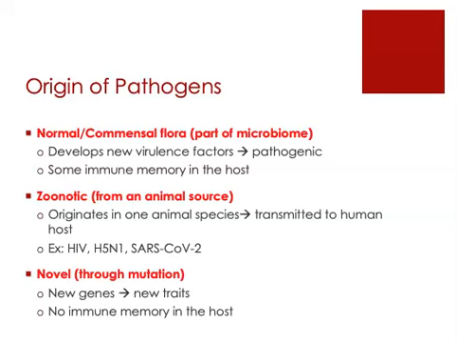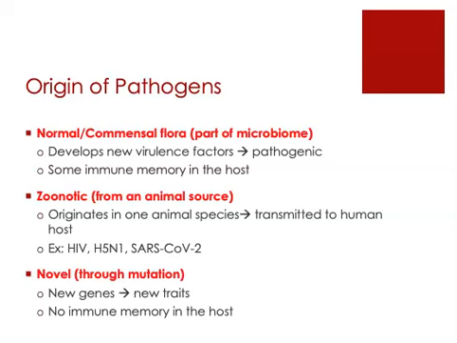So there is some memory to a pathogen that arises from a commensal organism. The immune system knows that organism. It recognized it and it tolerated it when it was commensal. Other pathogens are said to be zoonotic in origin. In other words, they came from a different animal source.